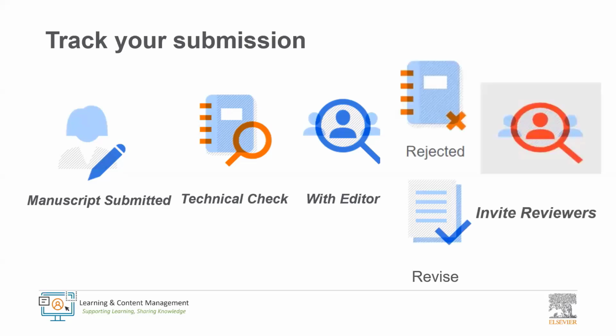The handling editor has different action choices. They can either make a desk reject decision, or they can send the paper for revision or invite reviewers. The editor conducts an initial screening on your paper and assesses it against several criteria such as novelty, priority, and scope. If your paper is a better match for another journal, you will be offered a manuscript transfer.